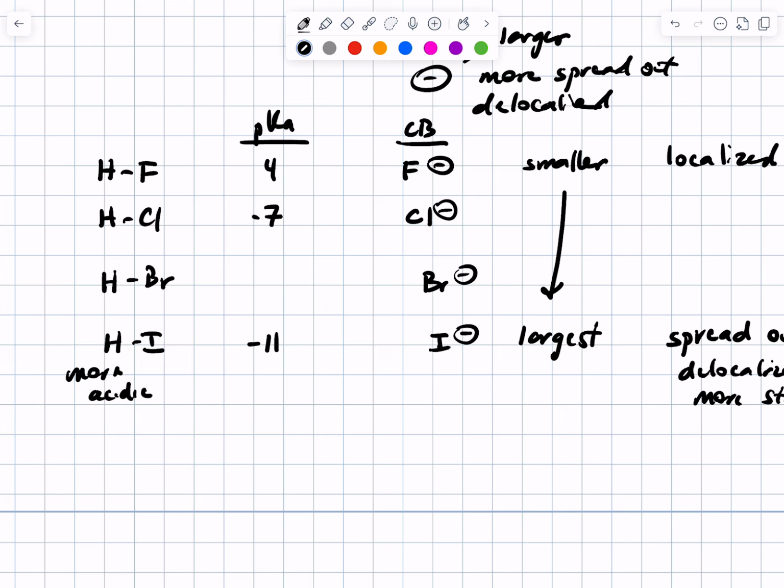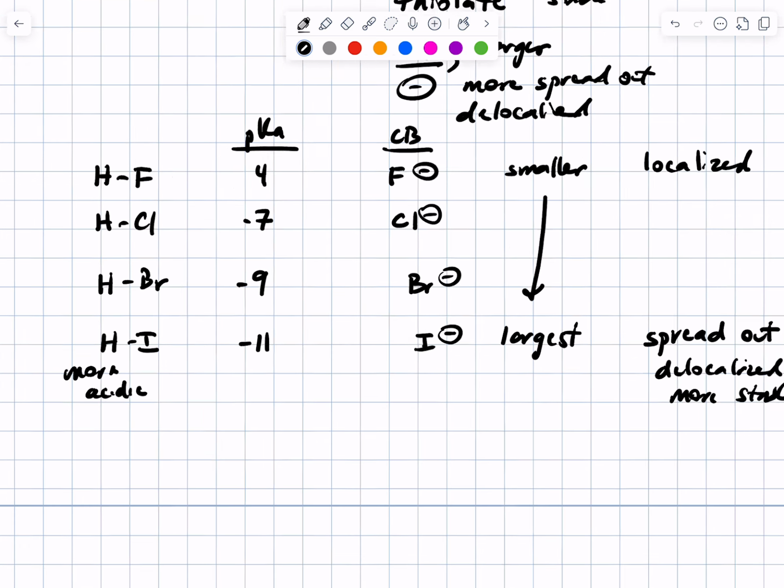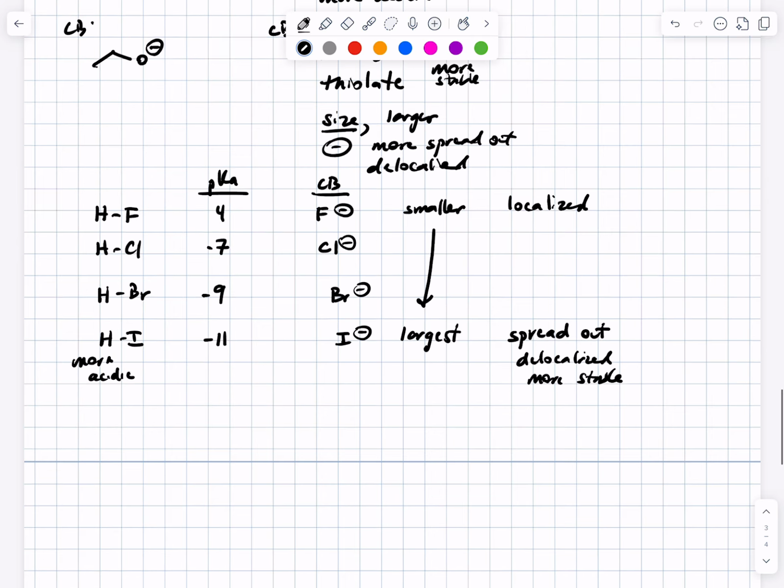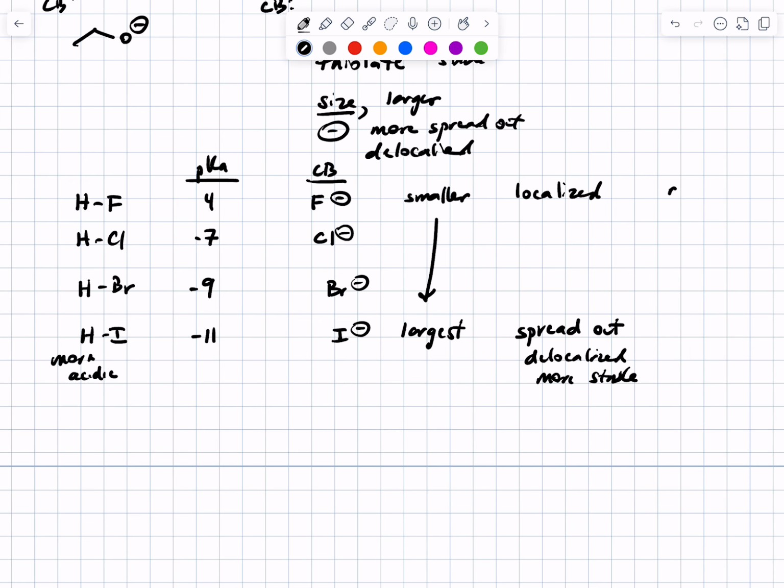And HCl is more acidic than HF. HBr is more acidic than HCl. Interestingly, this size trend is exactly opposite of the electronegativity trend. F is most electronegative and I is least electronegative. So you can see that here, when there's a big size difference, electronegativity isn't useful.